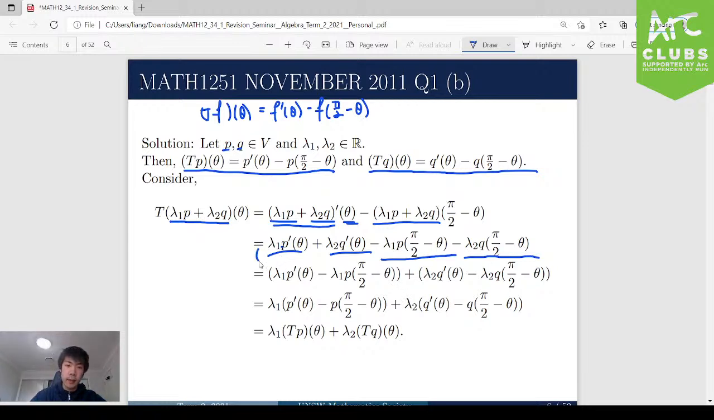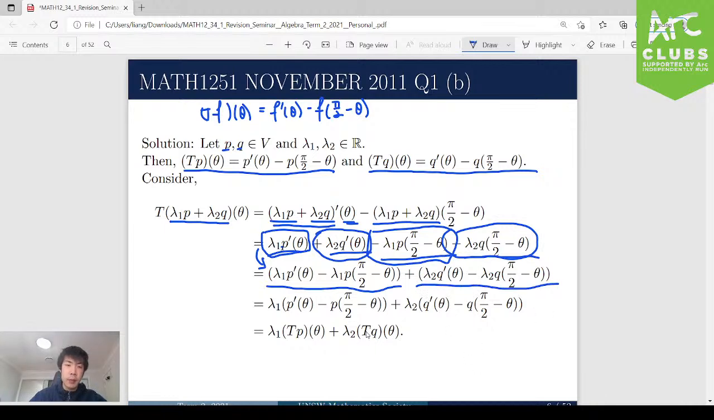Then in this next line, now that you've split everything off, we can regroup them. So you purposely regroup the p terms back together, so this term and this term here form this term in the brackets. And you group this term and this term together to form this term in the brackets. The reason we do so is because if you have a look at it more carefully, after we factorize out lambda 1 from this term here, you'll be left with what Tp theta is defined as.